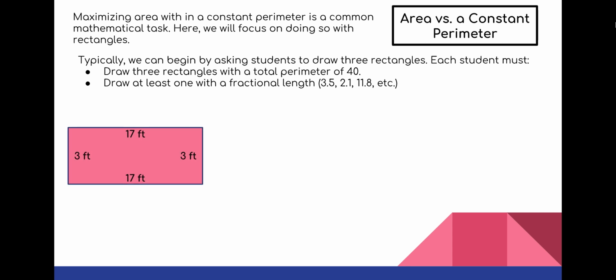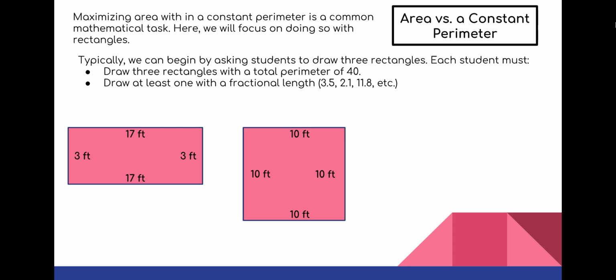Students may draw a 3 by 17 rectangle. When students draw this, it's important to encourage them to check to make sure that their rectangle does not exceed 40. A frequent misunderstanding is that students will do a total of 40 for the length and the width and not realize that their rectangle actually has a total perimeter of 80.